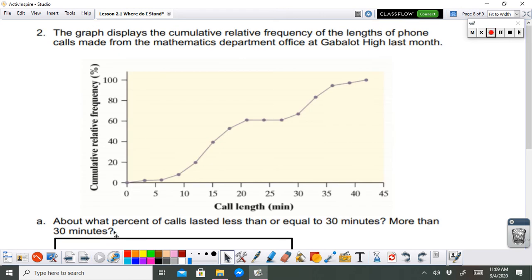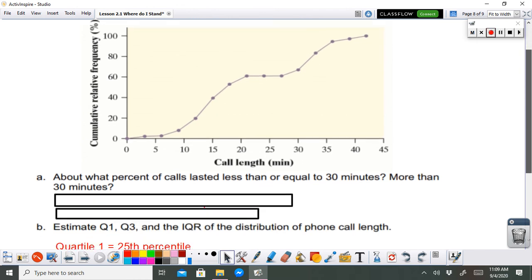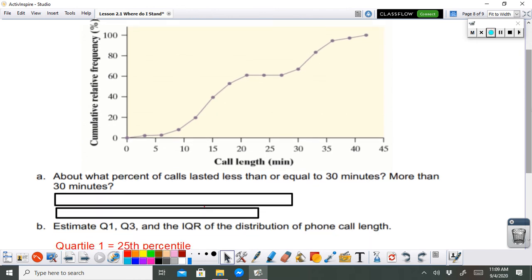Moving on. The graph displays the cumulative relative frequency of the length of phone calls from the mathematics department office to Gabalot High last month. So we have our x-axis is the minutes in call length. That's how long the call was. And we have on the y, of course, our cumulative relative frequency. Okay, let's see what we can do here. About what percent of calls lasted less than or equal to 30 minutes? What about more than 30 minutes?